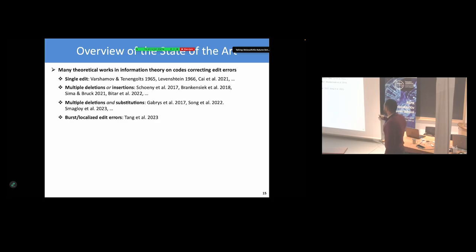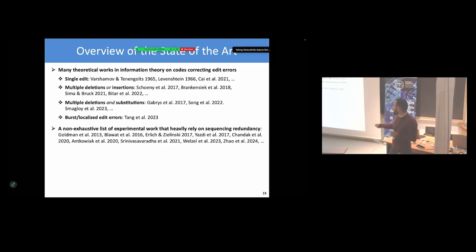This is a bit technical, but let me go fast over this. The problem of correcting deletions and insertions is a fundamental problem in information theory that goes back to the 1960s, even before DNA storage was a thing. But people look at it from a different perspective. They look at codes which are very long and which have a very small number of errors. So they rely on some asymptotics which do not apply to DNA storage because our strands are short.